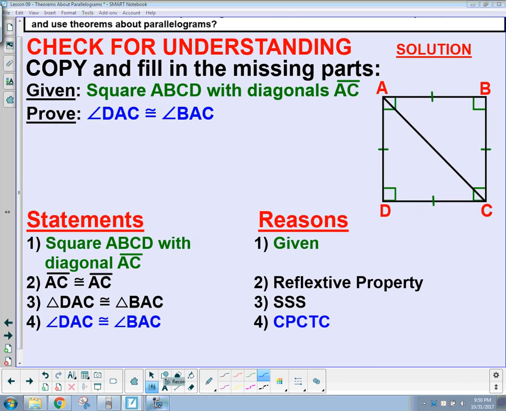Alright, so again, start off with given. We have our reflexive property. DAC is congruent to BAC because of side, side, side. And angle DAC is congruent to BAC because of CPCTC, meaning that in the square with the diagonal, these angles will be bisected. Okay?